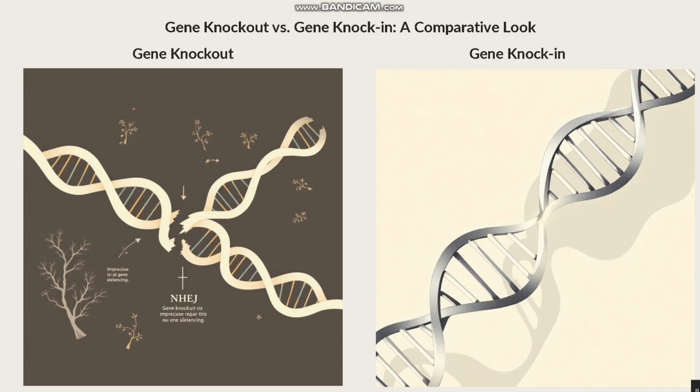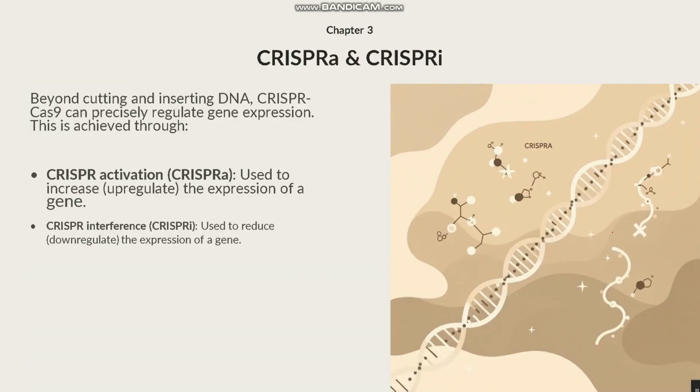So in gene knockout, we actually remove the gene, and in gene knock-in, we actually add the gene. And the third one is CRISPR activation and CRISPR inactivation. In CRISPR activation and CRISPR inactivation, we don't need to break the double-stranded DNA. We actually regulate the gene expression. We increase or decrease the gene expression, not add or remove the gene.